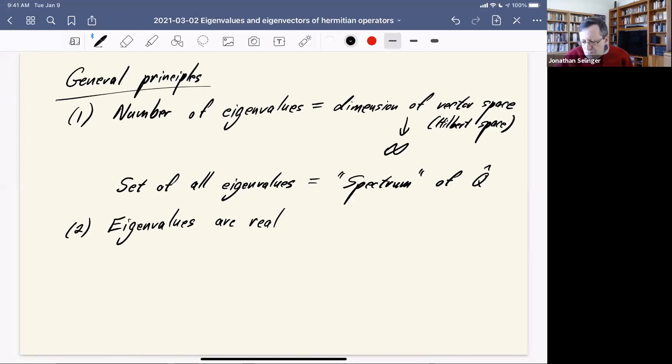And this is important because if we have an observable quantity like energy or position or momentum, and we think that a particular state has a specific value of that observable, it ought to be a real number, right? It better not be a complex number. An electron is not at position x equals 2 plus 3i. And so it better be a real number. So I can show you a little proof of that.